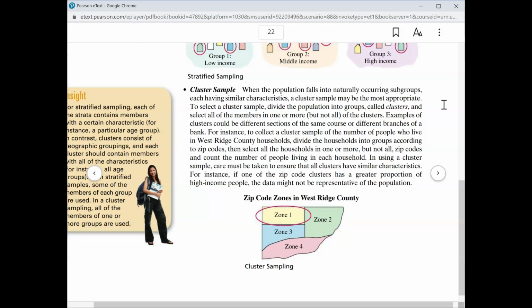For instance, to collect the cluster sample of the number of people who live in West Ridge County households, divide the households into groups according to zip codes, then select all households in one or more but not all zip codes, and count the number of people living in each household. In using a cluster sample, care must be taken to ensure that all clusters have similar characteristics. So it may be that one zip code is particularly loaded with a certain demographic of people by economics or race or gender or whatever. And so then a cluster sample would not be a good way to do things.